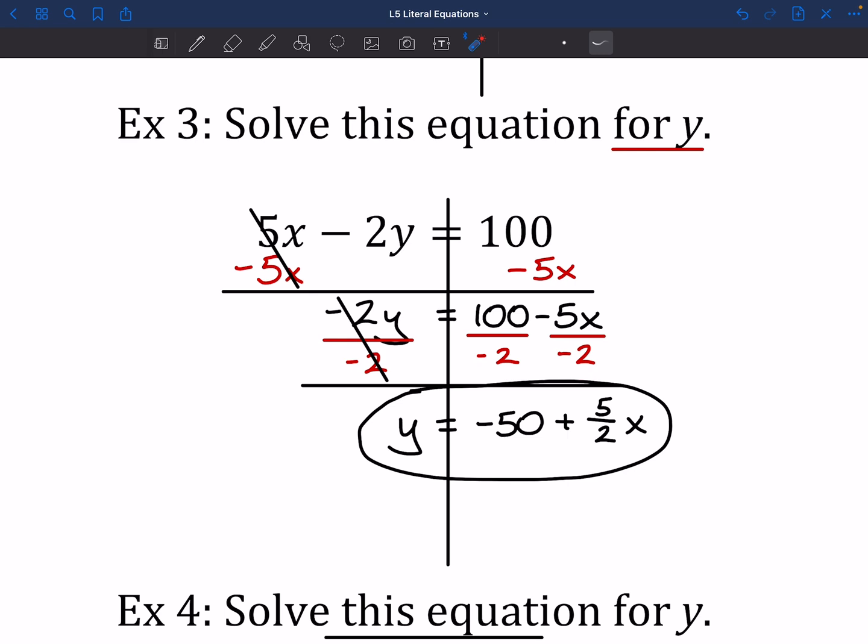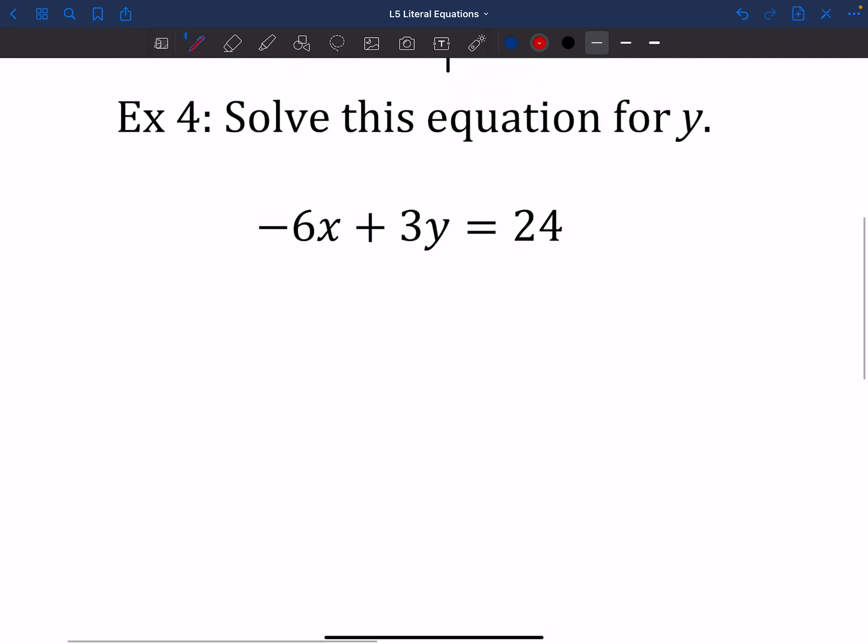When I do that, 100 divided by -2 gives me 50, and then -5 divided by -2, right? These two negative signs are going to give me that plus sign there. But then 5 over 2, I'm just going to leave as 5 over 2, right? It's going to be 2.5. You could write that as well, right? But leaving it as a fraction is fine too. Let's try another one out.